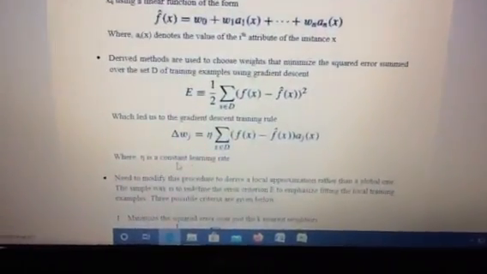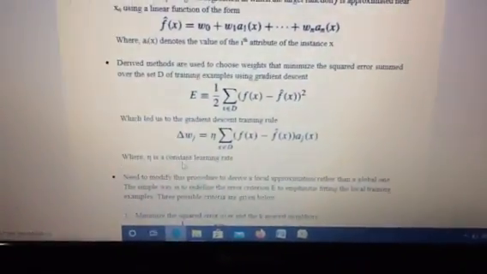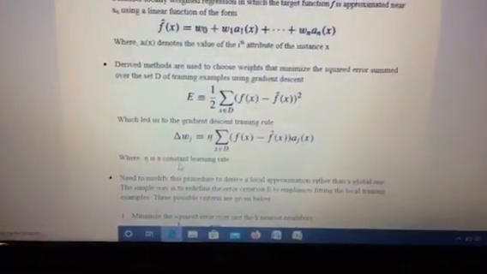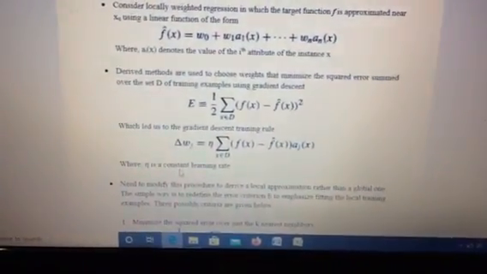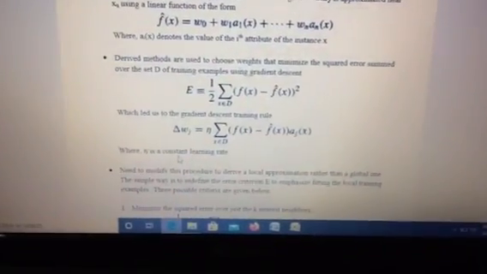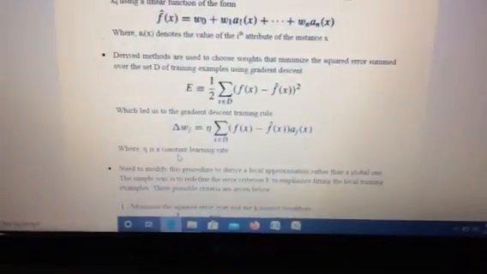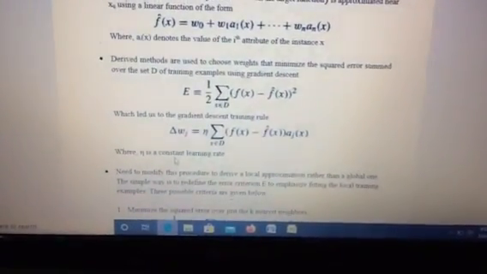The error, or the residual of the target function after choosing a particular weight, is given by this. We have already studied this error function and derived it: E equals half summation over x, an instance belonging to capital D, the complete training examples, of f of x minus f cap of x, the whole squared. f of x indicates the actual value, and f cap of x indicates the predicted value.